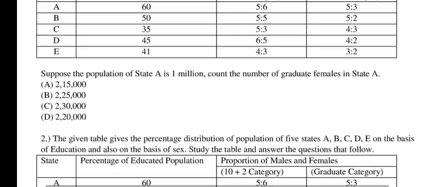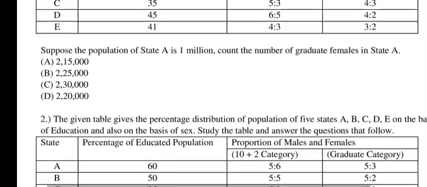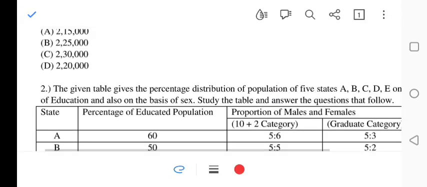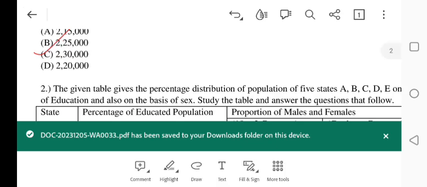The first question that we have got is, suppose the population of state A is 1 million. Count the number of graduate females in state A. Options: 2,15,000, 2,25,000, 2,30,000, 2,20,000. What will be correct? So it will be 2,25,000. It will be correct.